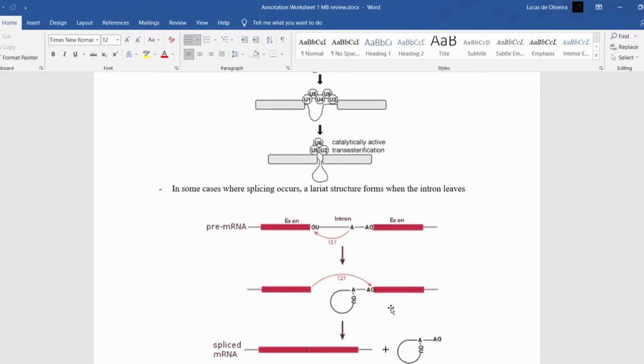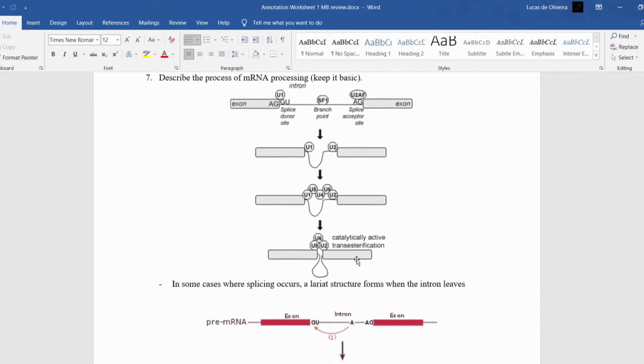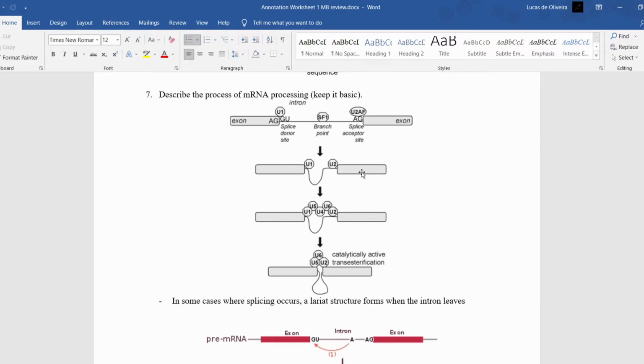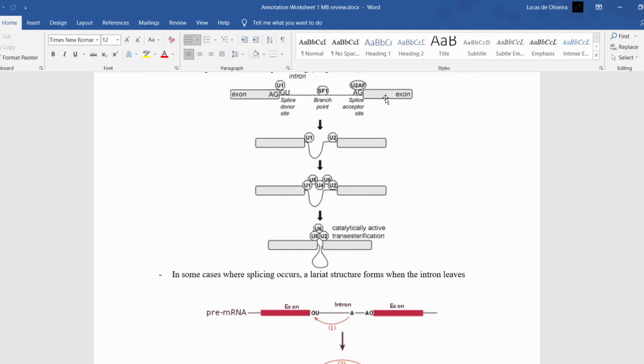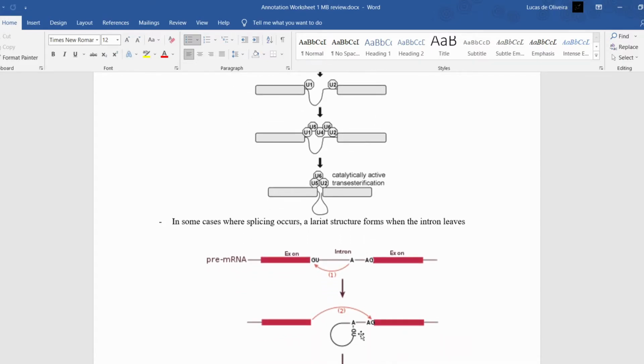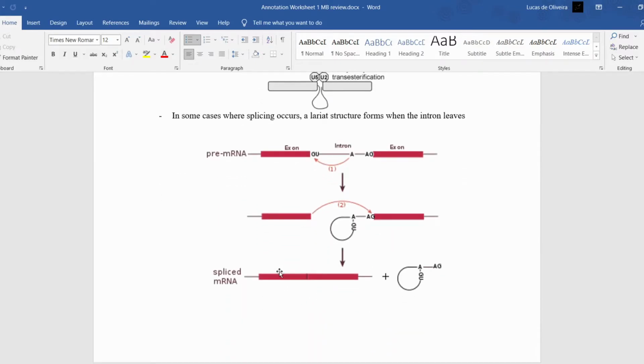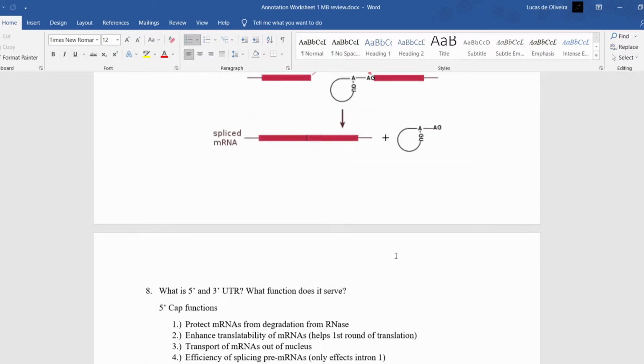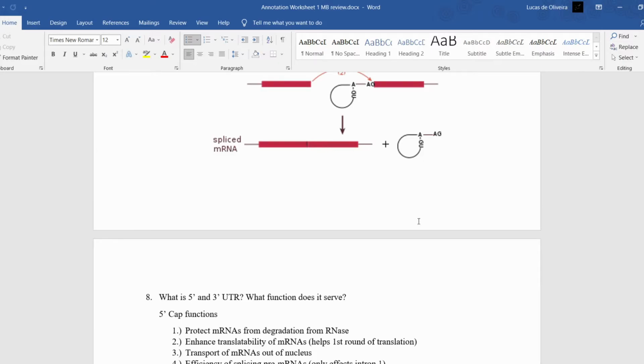You don't need to worry too much about it, but just to give you a little bit of excess information as to how mRNA processing works, you're essentially taking your hnRNA, enzymes act on it, introns are removed, exons are joined together. So then you're left with just your spliced mRNA.